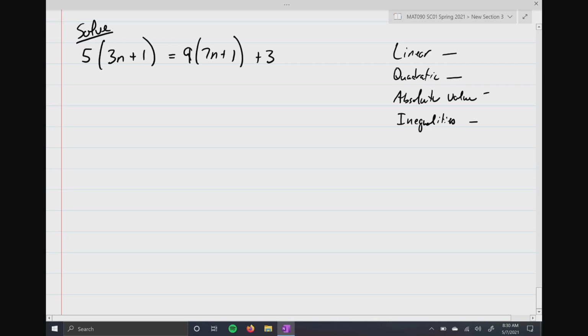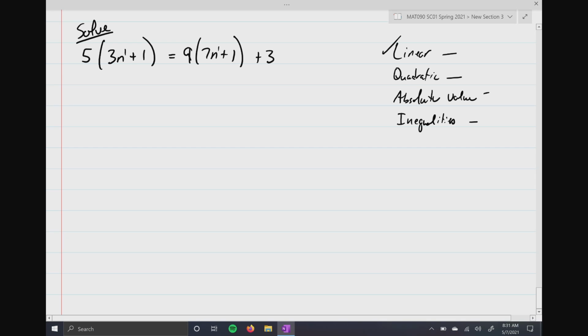So what type of problem do I have? I'm gonna guess. Go for it. Is it just linear? It's just linear. And how do we know that? I look at the n and the n, and they're both raised to the first power. So I know it's linear.